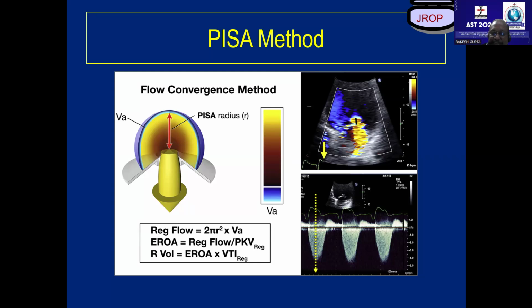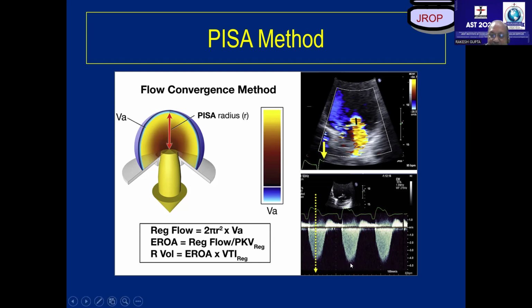Multiply by the velocity of aliasing. What was the velocity of aliasing? 31. So it comes out to a regurgitant flow of 61.05 ml. Are we clear about it or not? Yes, sir. Now we calculate the effective regurgitant orifice area by regurgitant flow divided by peak regurgitant flow velocity.